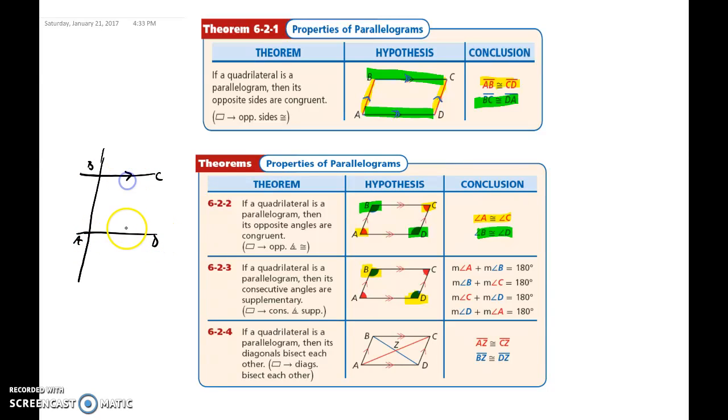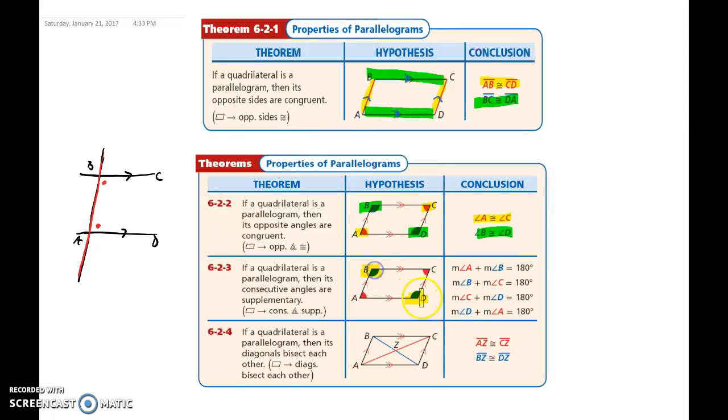Now, these 2 lines are parallel. This line here, that I'm highlighting again in red, is called our transversal. And we know that these 2 angles are same side interior angles, and we know that they are supplementary from what we learned earlier in the year. So in this case, it just makes sense. We know that this is true.